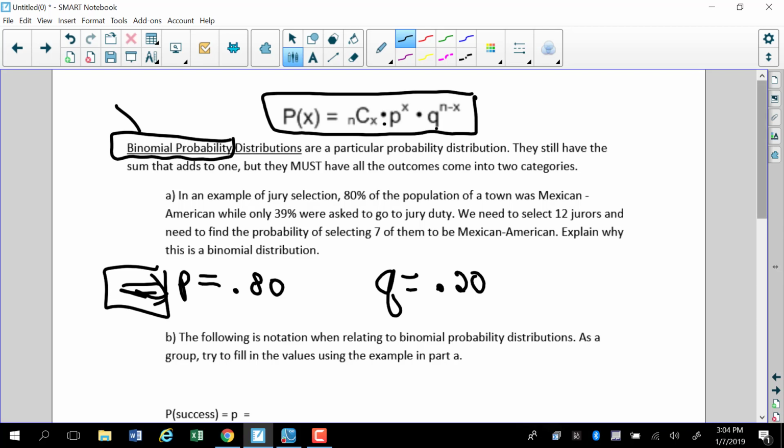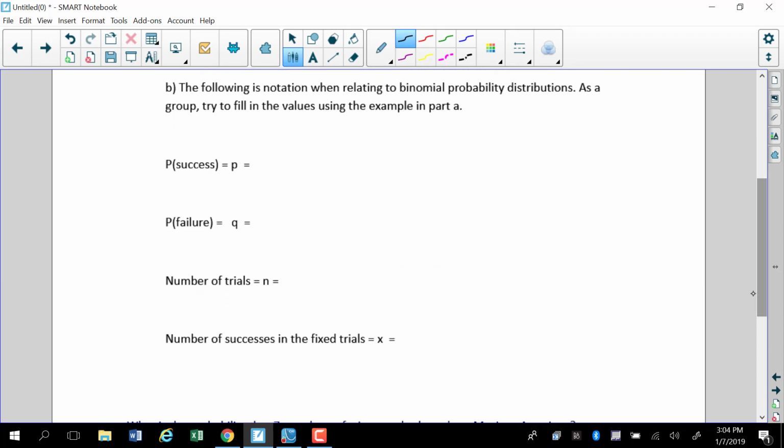Now, here's the notation, and I'll put this here. So I've got the 0.8 here and the 0.2 here. Now, N is the number of trials. So in this case, we have 12 members of the jury in the trial. And then the number of successes, we want 7 Mexican Americans to be on the jury pool. Now, if you just look at this in a simple sense, I'll bring up the calculator over here.